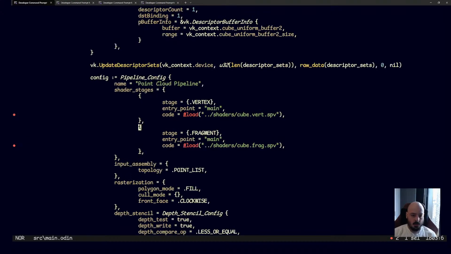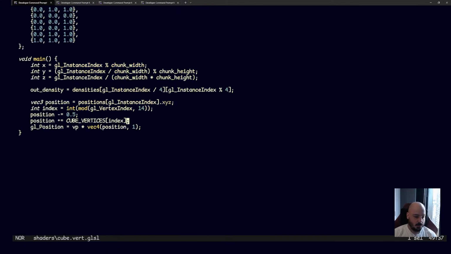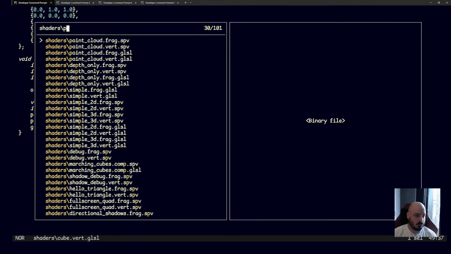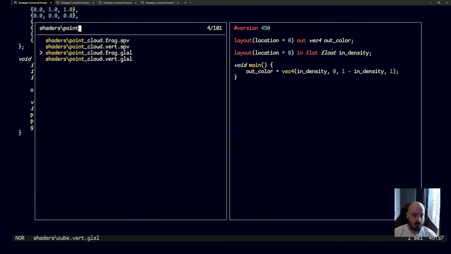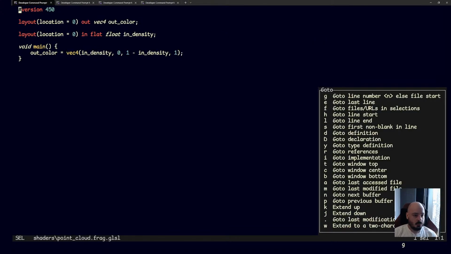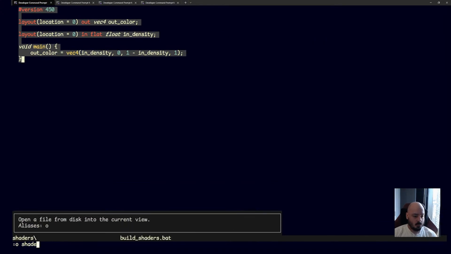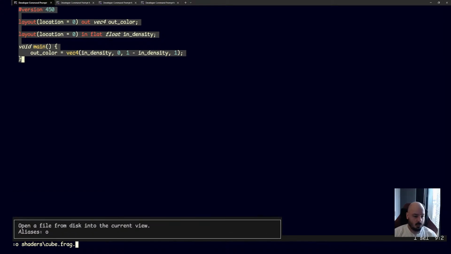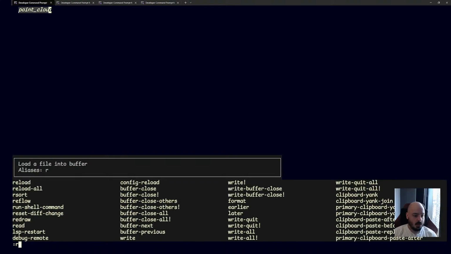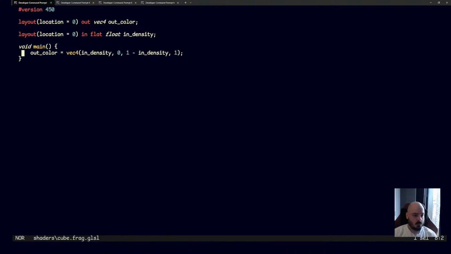Oh yeah, this is going to be different, so we're not using cube frag, we're going to use point cloud. We'll just use the same one. Actually, I'm going to copy it because I will forget that I'm using that one, and then I will not be able to figure out why there's errors happening later. So I'll just make another copy of this. Frag.glsl. That's not right. There we go.